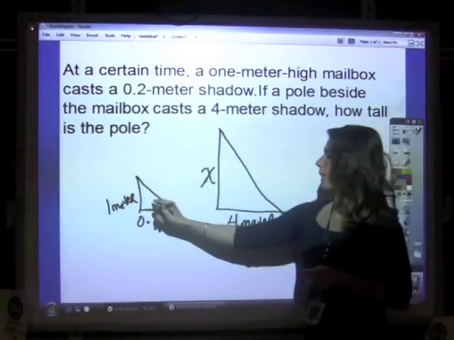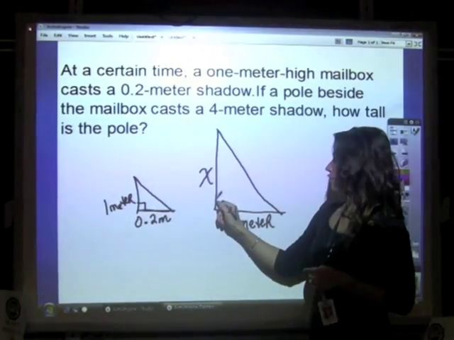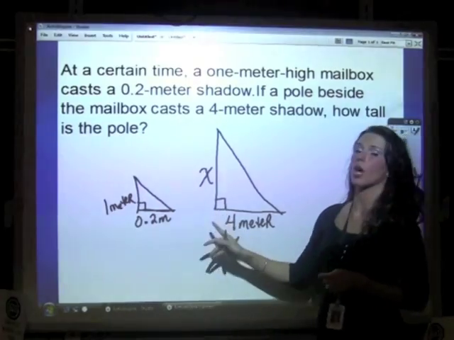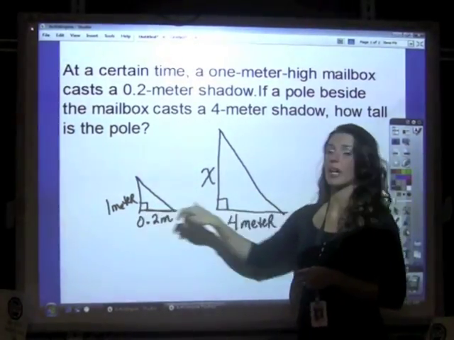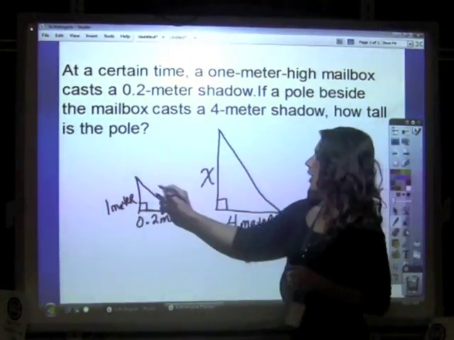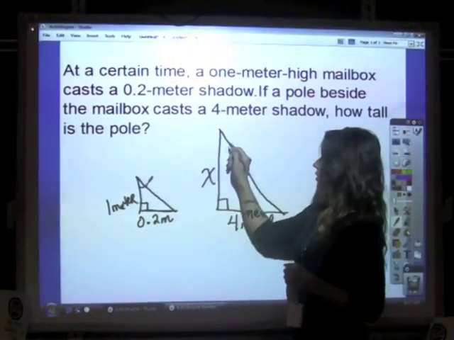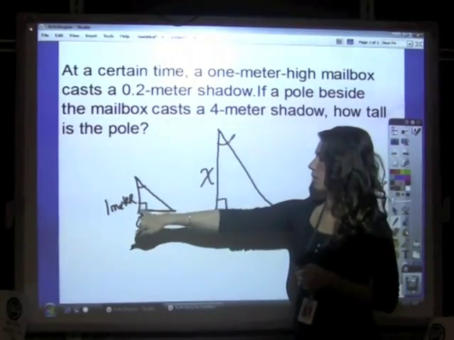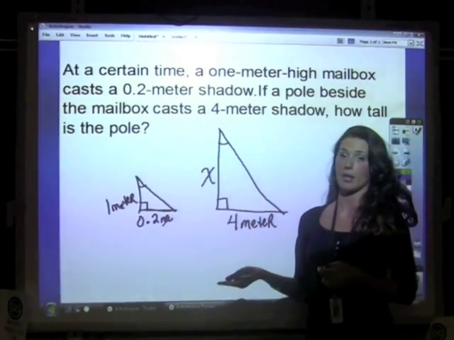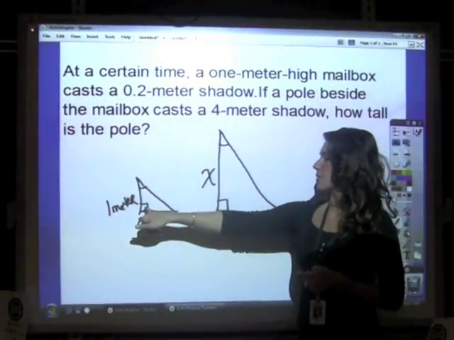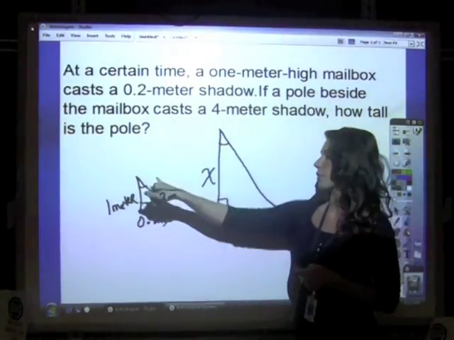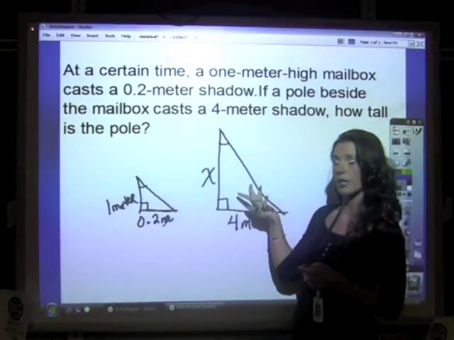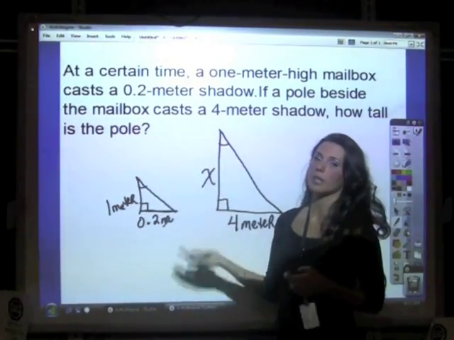So first we know that these two angles are congruent because both the mailbox and the pole are perpendicular to the ground, so they're right angles or 90-degree angles. We also know that this angle is congruent to that angle because the sunlight hits both the mailbox and the pole at the same angle. So therefore, since we know that those two corresponding angles are congruent and those two corresponding angles are congruent, we know that these two triangles are similar by the angle-angle similarity theorem.